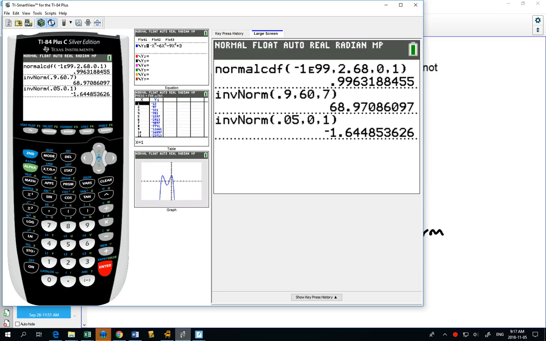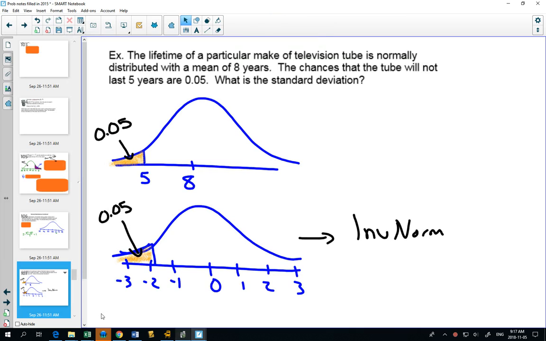It should be at -1.64. I'm going to store that as x.